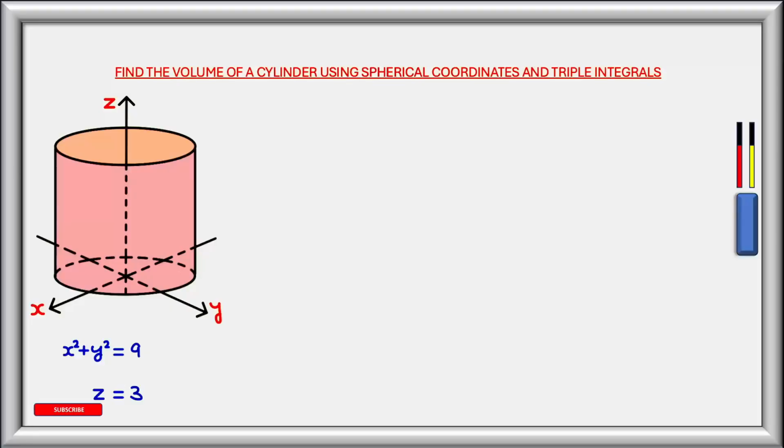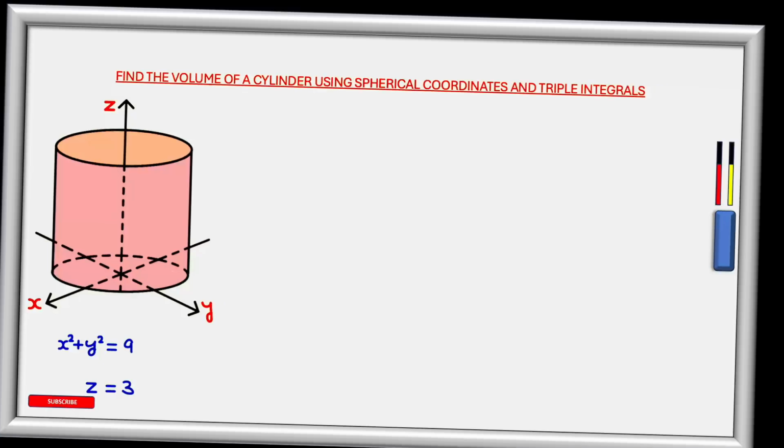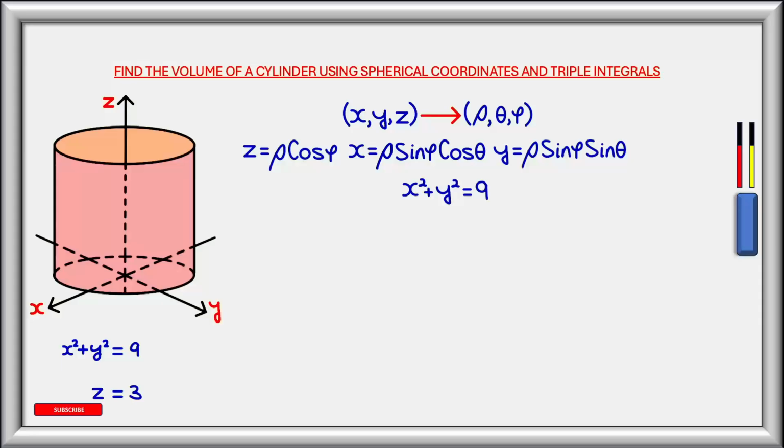Our first step in the process is to convert the Cartesian equation of the cylinder into spherical coordinates. And so for the cylinder, we have Cartesian equation x squared plus y squared is equal to 9. And we need to convert all the x, y's and z's into rho, theta and phi. And to do this, we're going to make the substitution for z equals rho cos phi, x equals rho sine phi cos theta, and y equals rho sine phi sine theta.